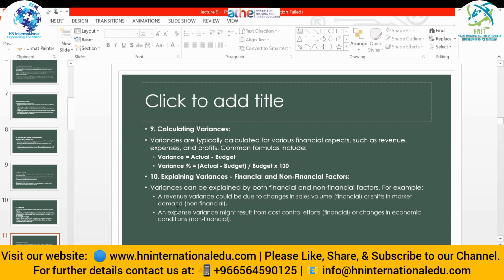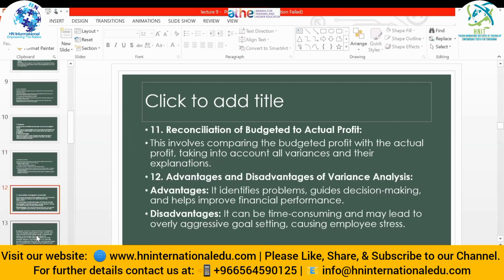Till now, I am sure that you are familiar with the financial and the non-financial factors. Financial are all related to money-based things, and the non-financial ones are related to other things. Then reconciliation of the budgeted to the actual profit. Now, this involves comparing the budgeted profit with the actual profit, taking into account all the variances and their explanation. Again, this is a further extension of the variance, that is how we do reconciliation. Then advantages and disadvantages of the variance analysis.